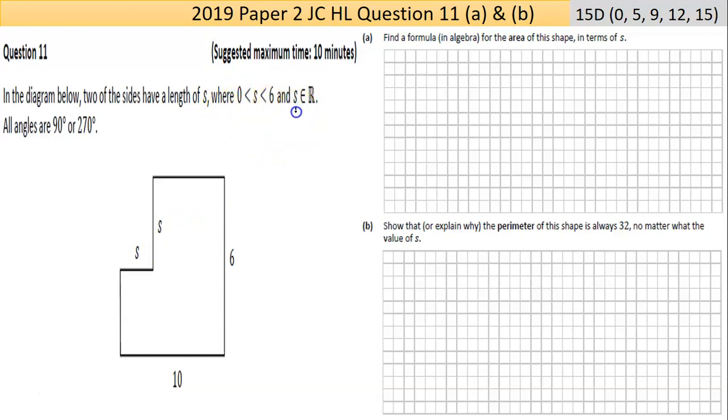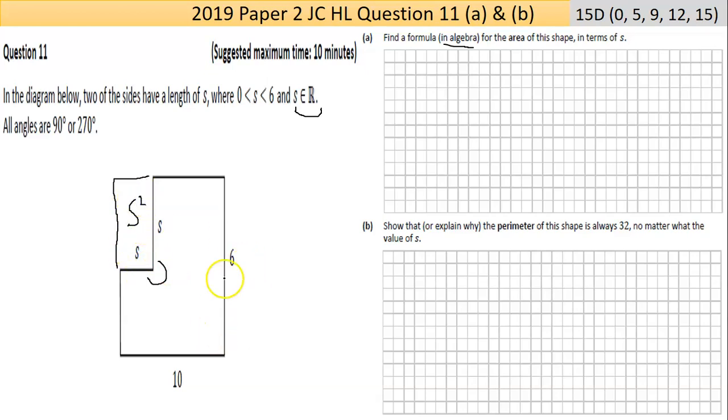And S is a number in R, which just means it's a real number, so it can be any number, a fraction, decimal, whatever. All the angles are 90 or 270. Okay, so the first thing says find a formula in algebra, in X in general terms, for the area of the shape in terms of S. So we want to find the area of this. Now, there's two different ways of doing it. I could get the area of this, which would be S times S, S squared.